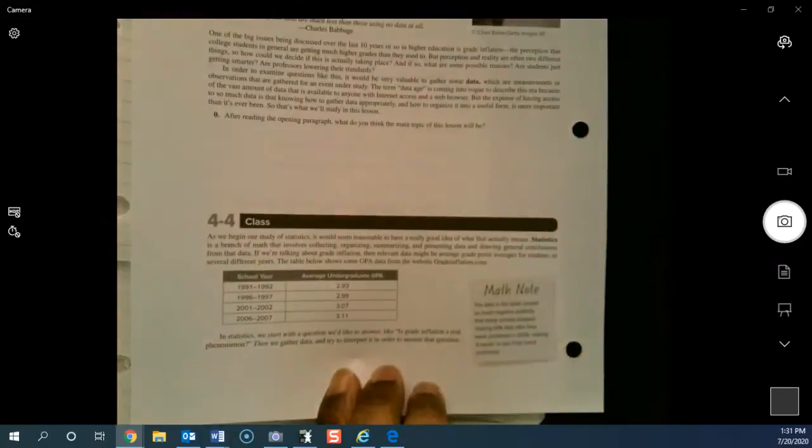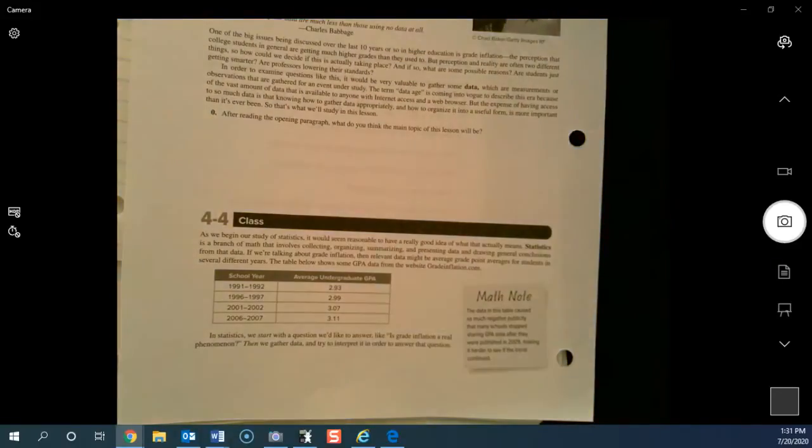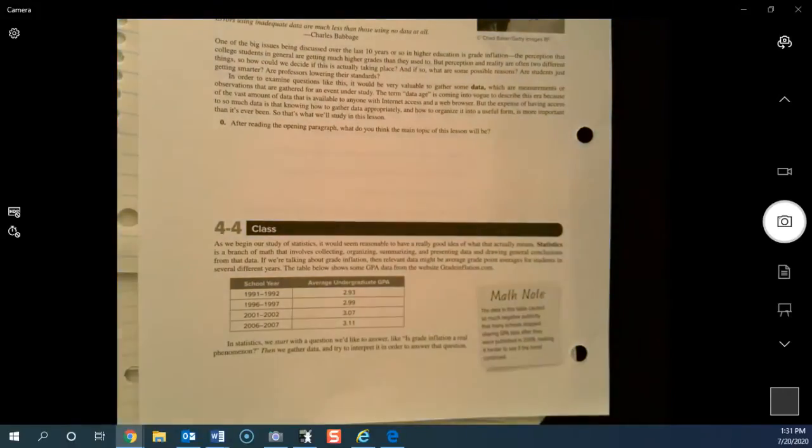Okay, first, we go down here to the bottom. It says, as we begin our study of statistics, it would seem reasonable to have a really good idea of what that actually means. Statistics is a branch of math that involves collecting, organizing, summarizing, and presenting data and drawing general conclusions from that data. If we're talking about grade inflation, then relevant data might be average grade point averages for students in several different years. The table below shows some GPA data from the website gradeinflation.com.